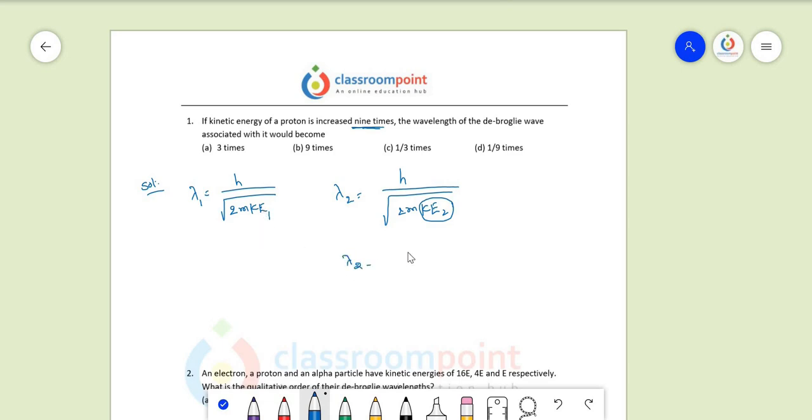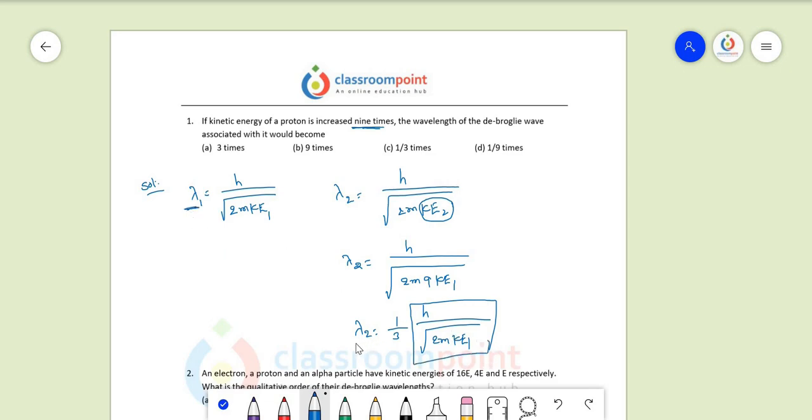So we can write this equation as lambda 2 equals h upon root 2m 9KE1. And this root 9 value, if you bring it out, then it becomes lambda 2 equals 1 third of h upon root 2mKE1. So if you see this value, this is equal to the first value, meaning lambda 2 value becomes 1 third of the initial value. So the answer will be C, that is 1 by 3 times. Let us see another question.